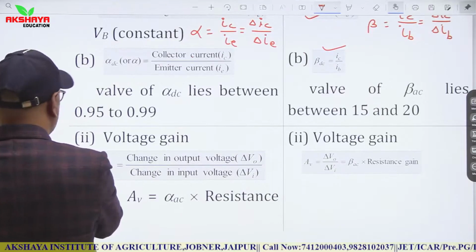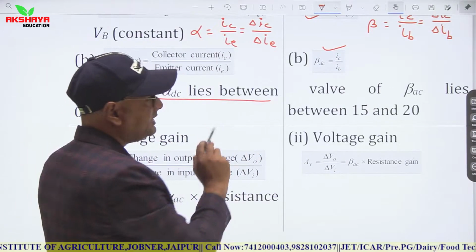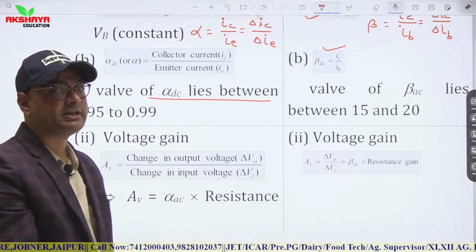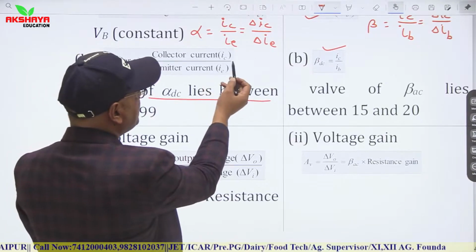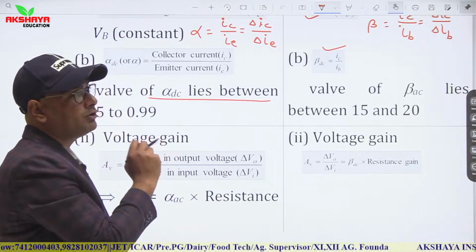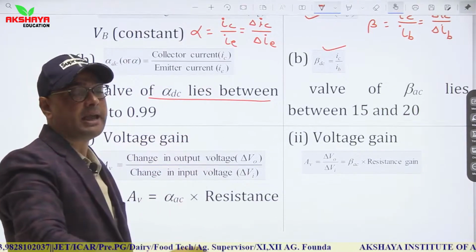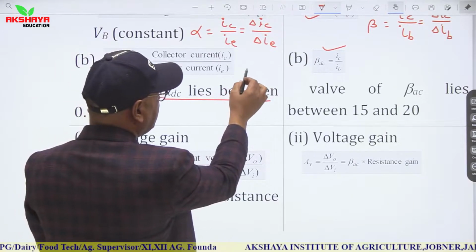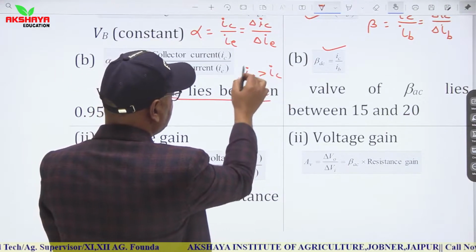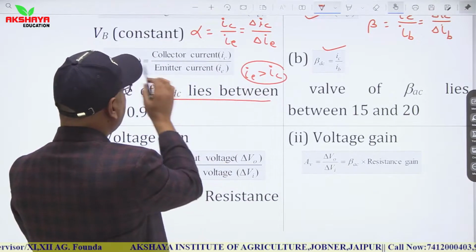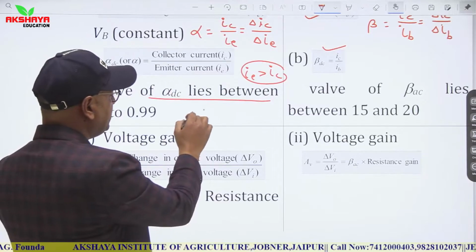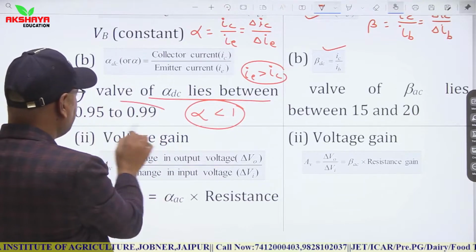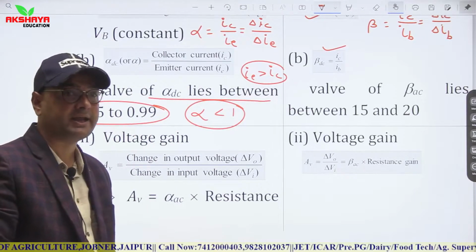Now, if we talk about current gain in case of CB configuration, it is always less than 1. Why? Because here it is the ratio of IC and IE, and we know that the concentration of current in the emitter region is greater than the concentration of current in the collector region. It means IE is always greater than IC. So if IE is greater than IC, then alpha is always less than 1. Keep in mind alpha is always less than 1 in all conditions. Generally it is considered to be 0.95 to 0.99.